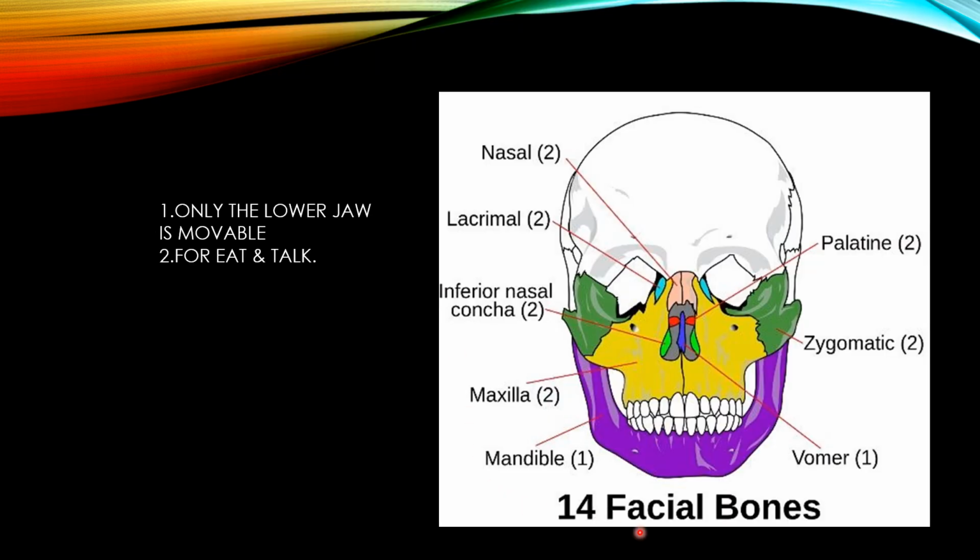Coming to the facial bones, there are 14 facial bones and only the lower jaw is movable. And what do we use it for? To eat and talk. So let's see the names of the different bones which make up the facial bones. This is the nasal bone. Here we have the lacrimal bone. Then this red one is marked as the palatine bone. This is the zygomatic bones. Inferior nasal concha. This is the vomer, maxilla and the mandible.